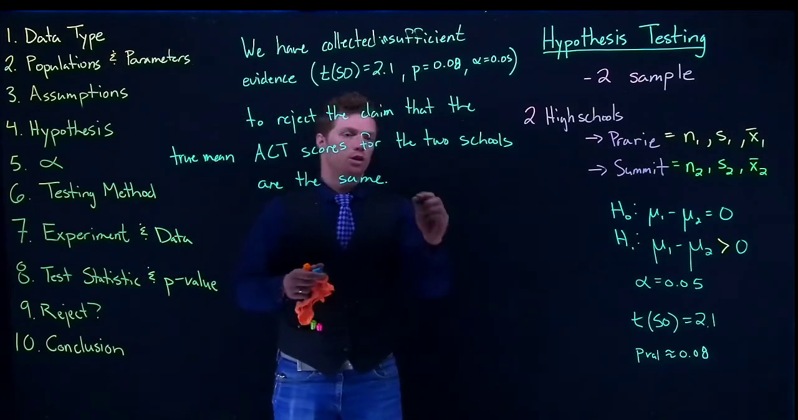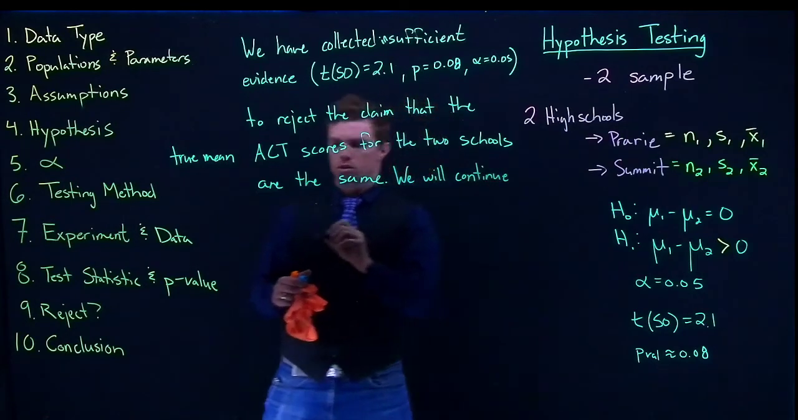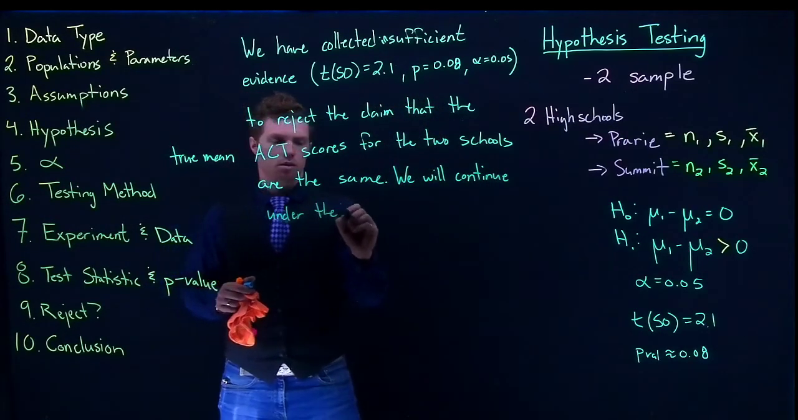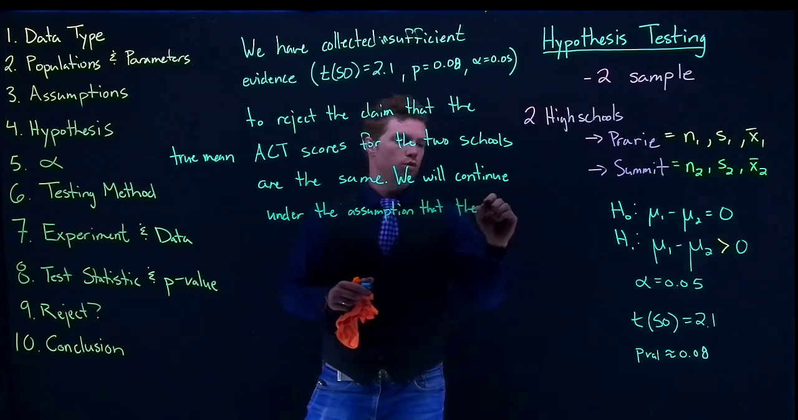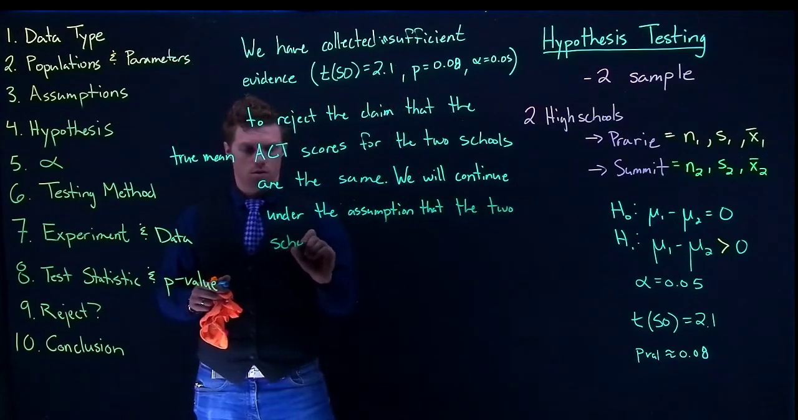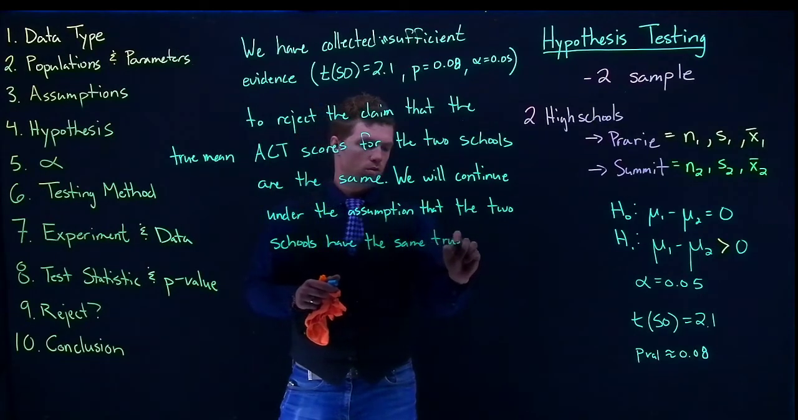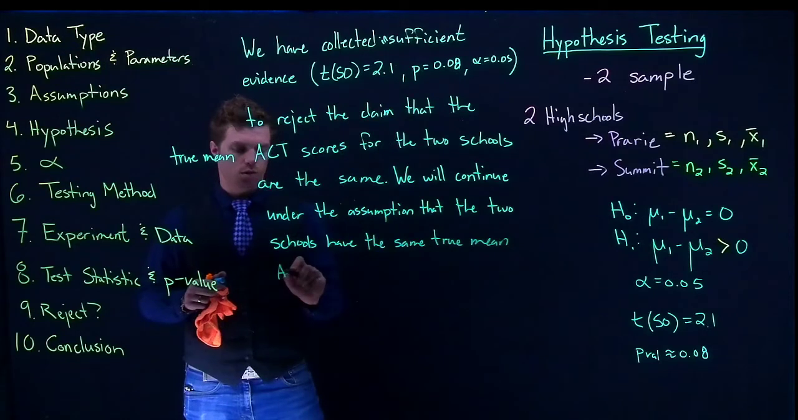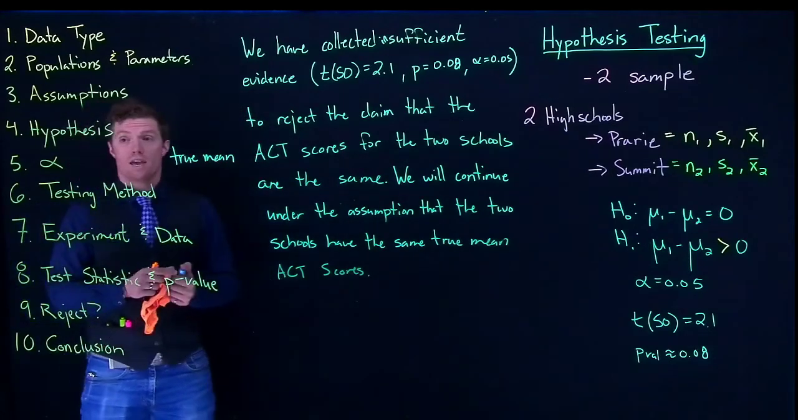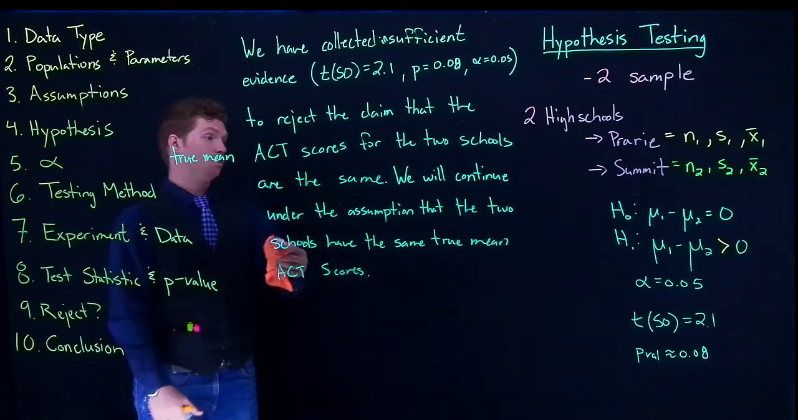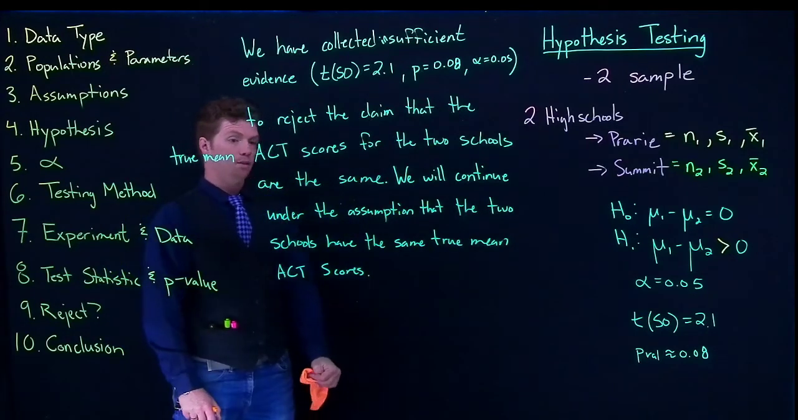So we could include that if you wanted. We could also say that we will continue under the assumption that the two schools have the same true mean ACT scores. It's not necessary to do that, but you can go ahead and say that this is what we're going to do. We're going to continue under the assumption that these two are the same because we couldn't show that they were different at the alpha level that we have established.